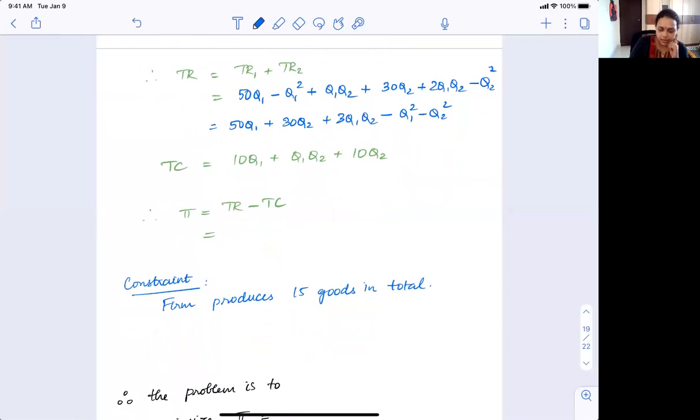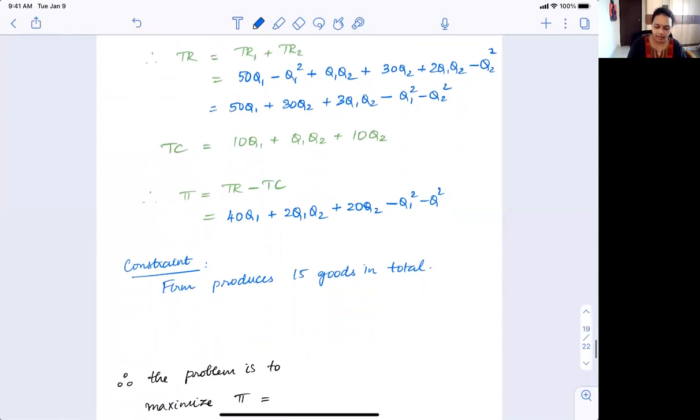So this looks like it is going to be 40 Q1 plus 2 Q1 Q2 plus 20 Q2 minus Q1 square minus Q2 square. Does that look right? Yes, so 40 Q1 plus 2 Q1 Q2 plus 20 Q2 minus Q1 square minus Q2 square. So that is our profit function, which is a function of Q1 and Q2. This is our objective function.